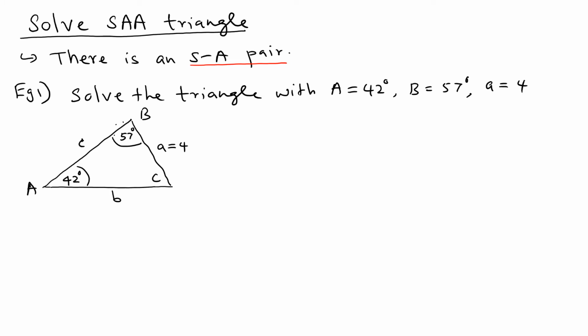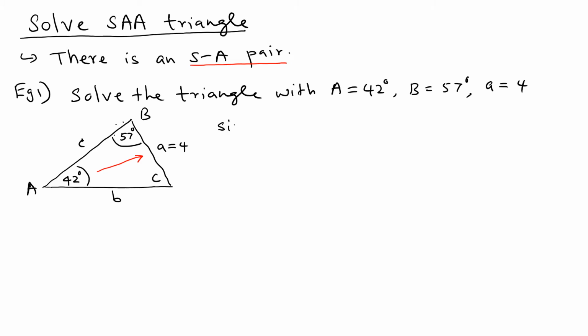And then you can see that if you look at this situation, there's an angle-side pair. We know both angle A and the side a. So let's see how we can solve this. We can use that to apply the sine law to find the other missing ones. So let's start with finding the angle first, because that's the easy one.